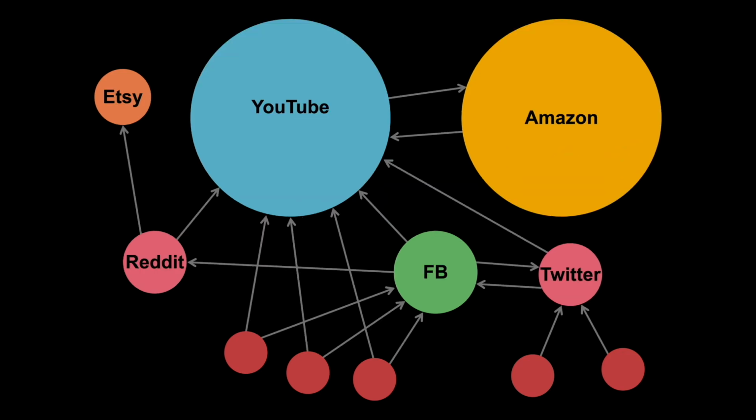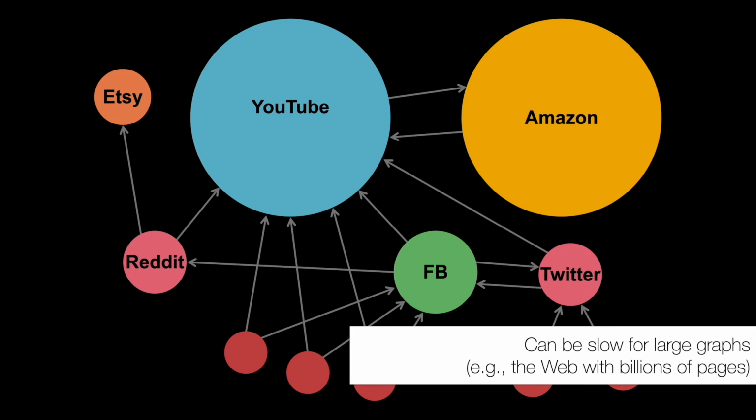So you could very easily imagine that this blue node is YouTube, this yellow node is Amazon. Lots of people visit YouTube, many people visit Amazon. These in-between nodes are social media sites, and these bottom nodes are less important random sites that no one really links to.